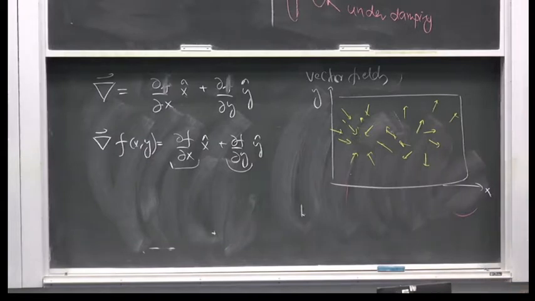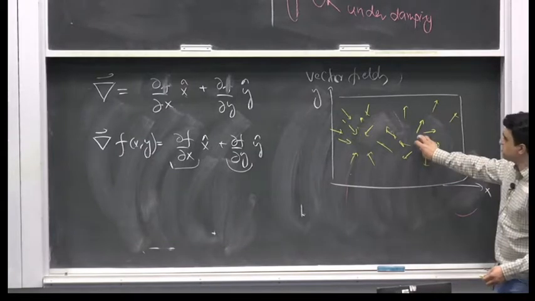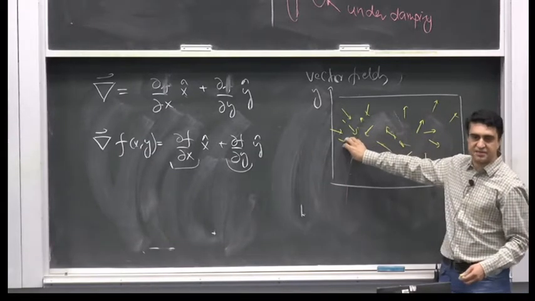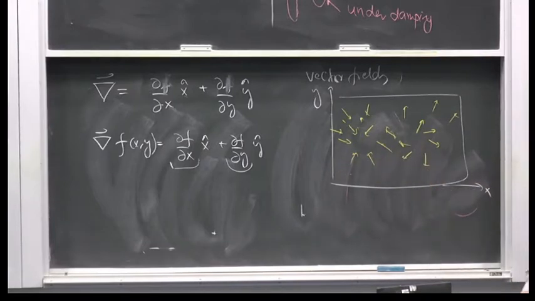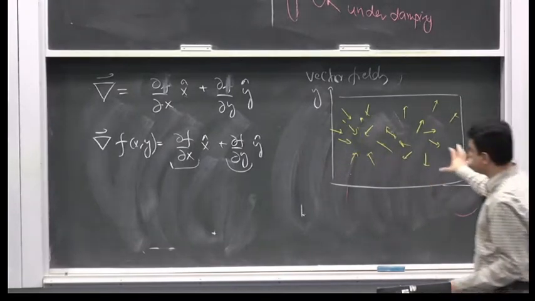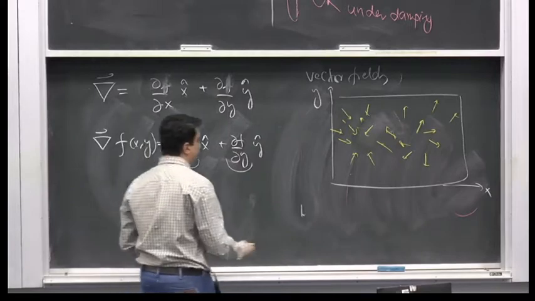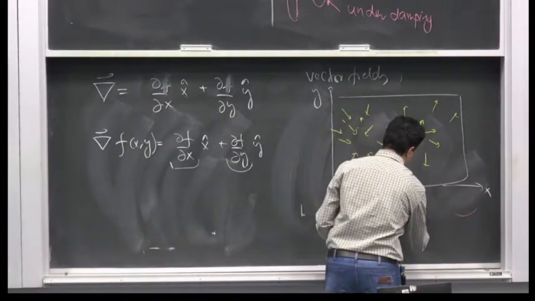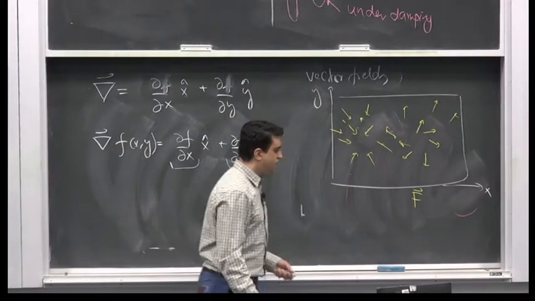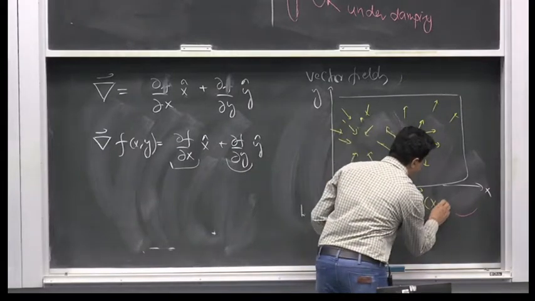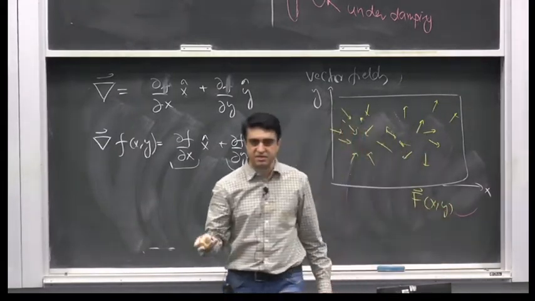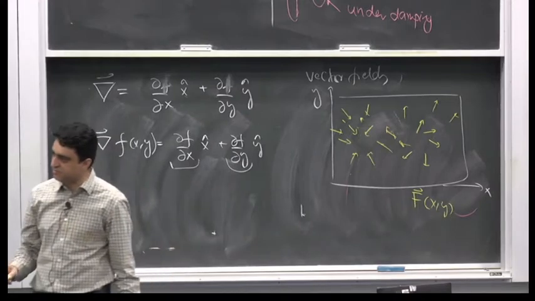So what would this correspond to? This would correspond to a positive charge over here and a negative charge over here in terms of electric field. True? So this is sort of a vector field. Let's call this vector field F, such that this vector field is a function of x and y. And this F can be electric field, it can be magnetic field, it can be any vector field.